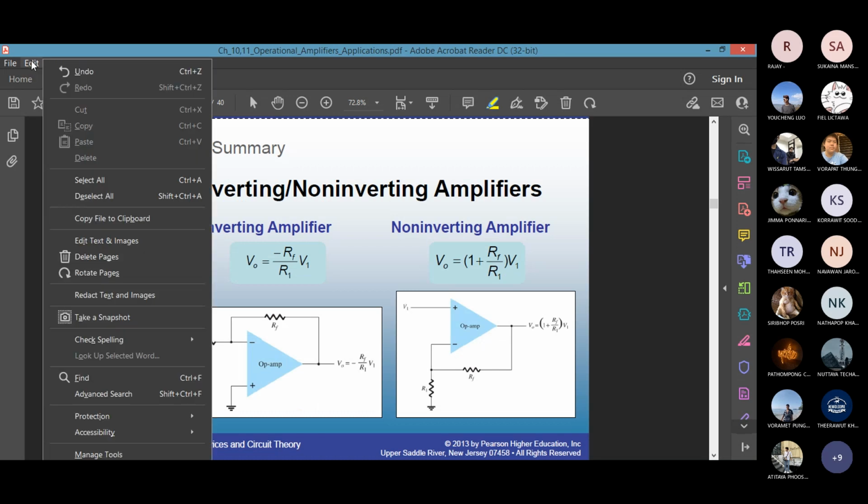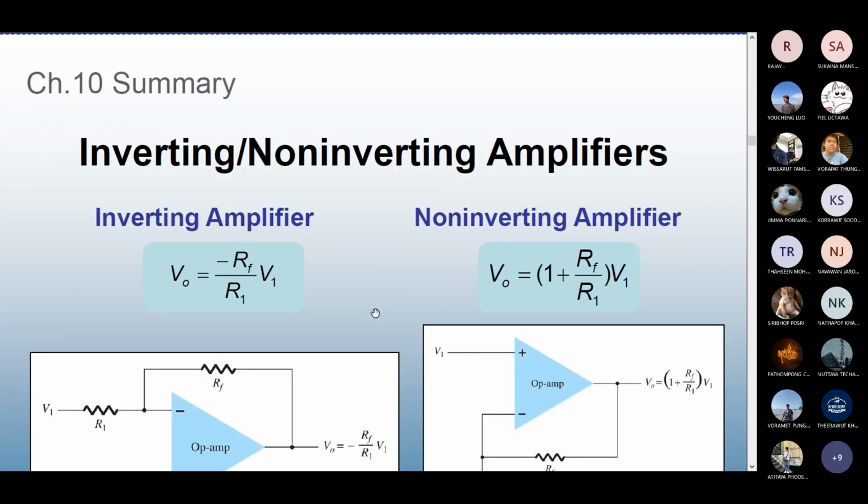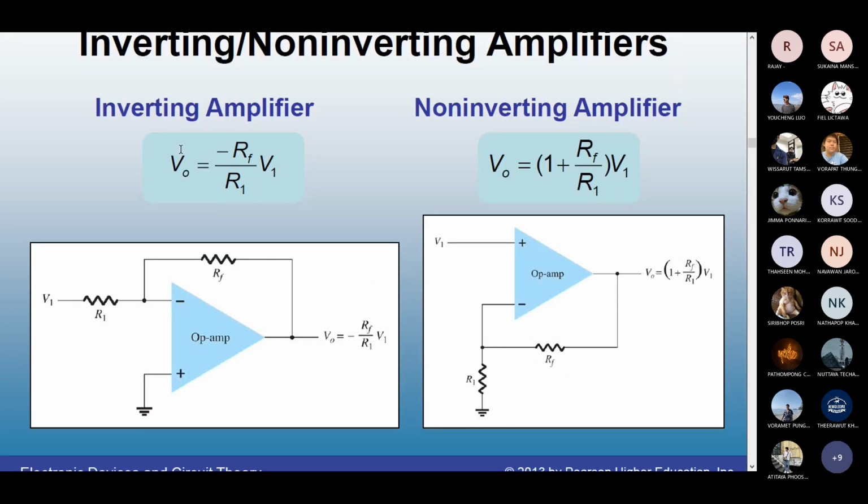Inverting amplifier and non-inverting amplifier. Right now we are at this point. We have seen already the inverting amplifier. V out is minus RF over R1 times V in, which is V1. We derived the equation already. For non-inverting, we have not derived the equation.